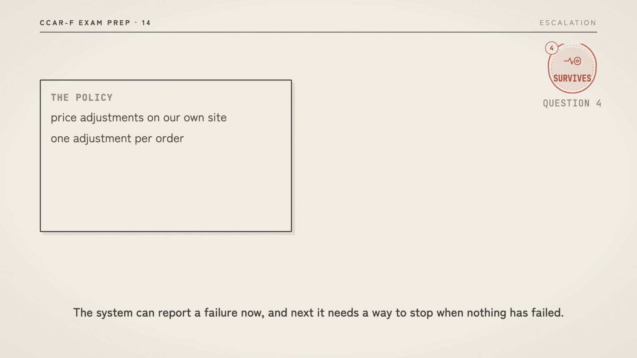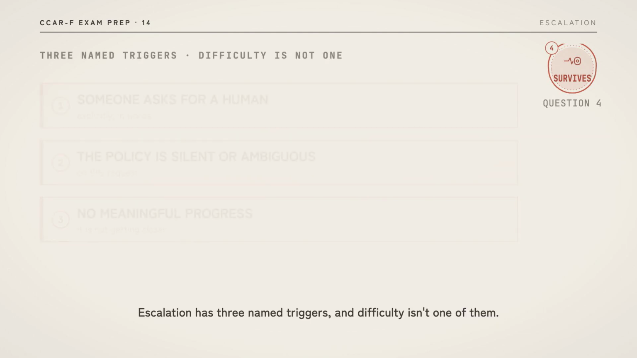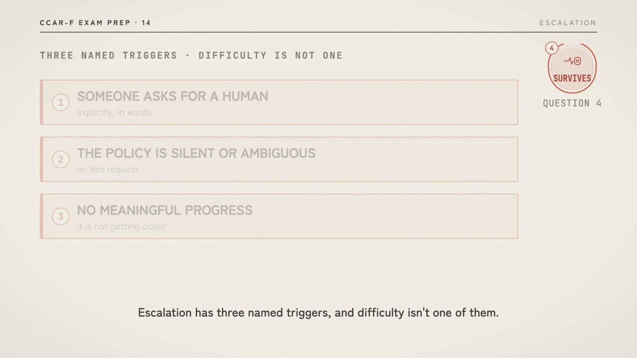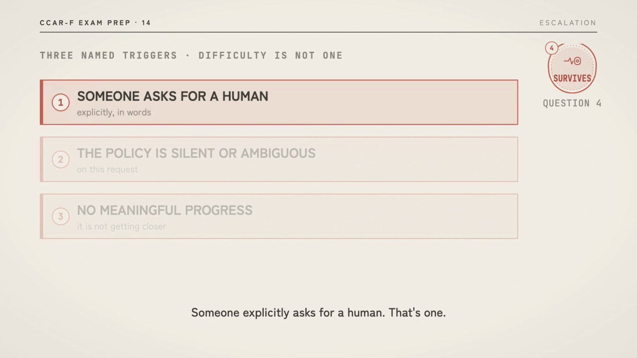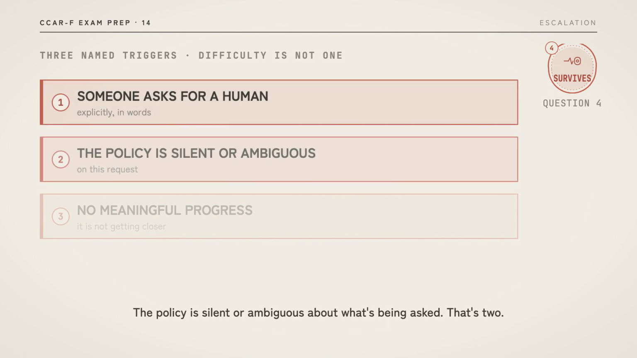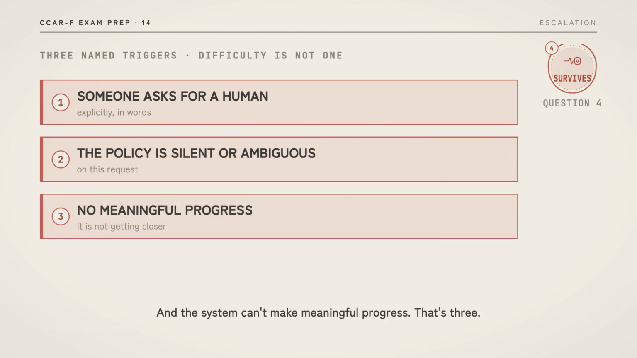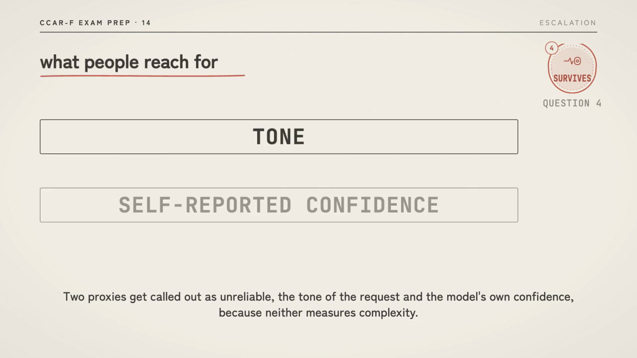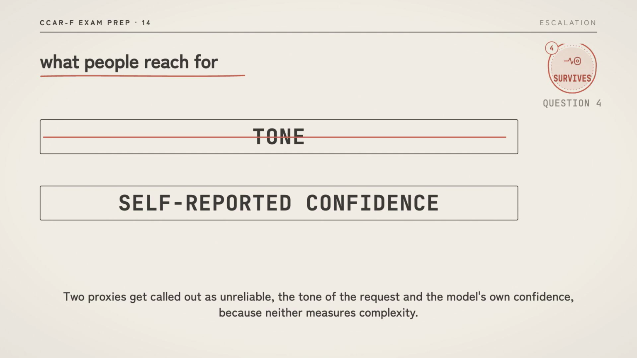The system can report a failure now, and next it needs a way to stop when nothing has failed. Escalation has three named triggers, and difficulty isn't one of them. Someone explicitly asks for a human. That's one. The policy is silent or ambiguous about what's being asked. That's two. And the system can't make meaningful progress. That's three. Two proxies get called out as unreliable, the tone of the request and the model's own confidence, because neither measures complexity.